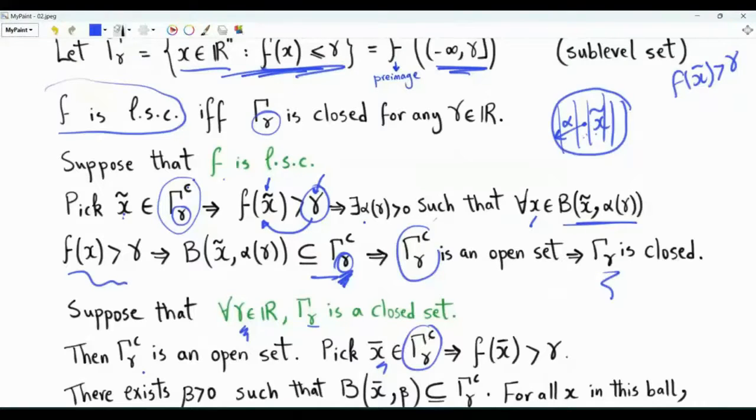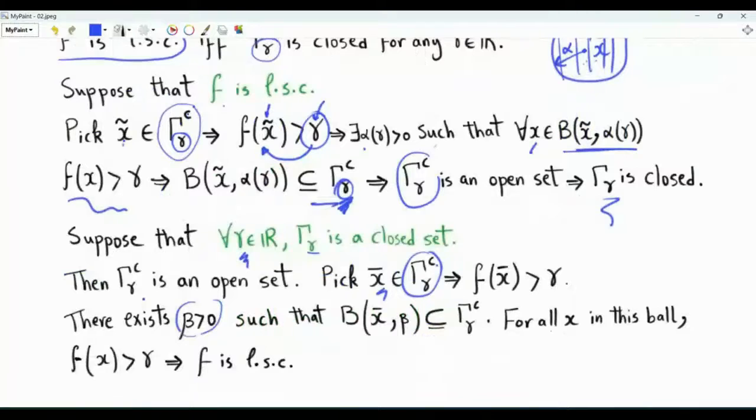Now, because this set is an open set, then there is a beta that is strictly positive, such that the ball with center x bar and radius beta is totally contained in the complement of the sublevel set. Then for every x that is in this ball, we have the inequality that f of x is strictly greater than gamma. Let's see what we have. We have f of x bar strictly greater than gamma.